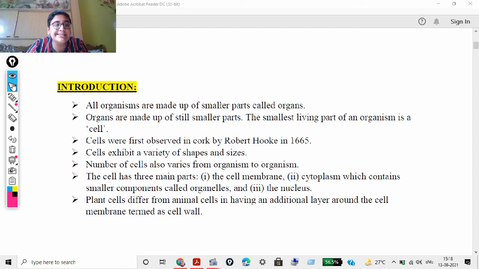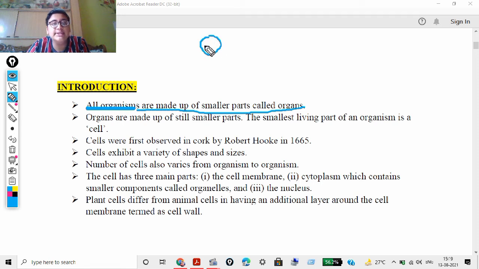So here is the introduction, which is very important for each and every chapter. Introduction of each and every chapter is very important. So there are 7 points and these are very easy to learn. Let's learn with me. All organisms are made up of smaller parts called organs.